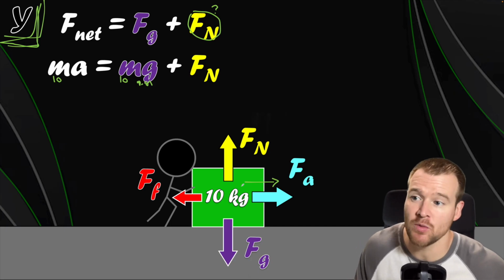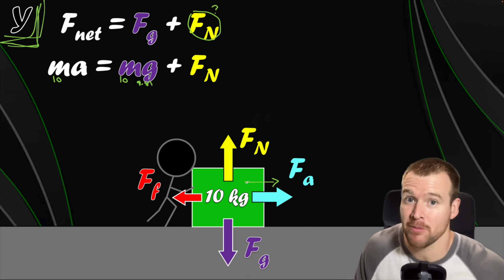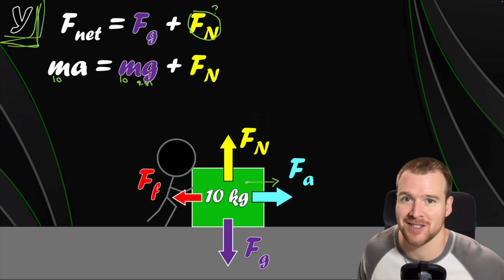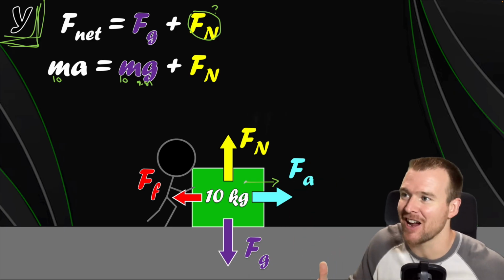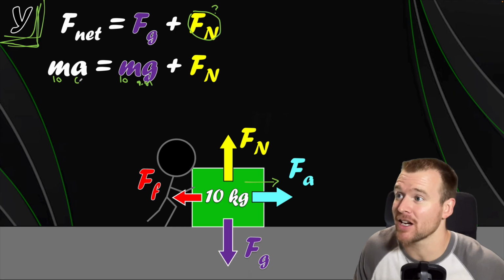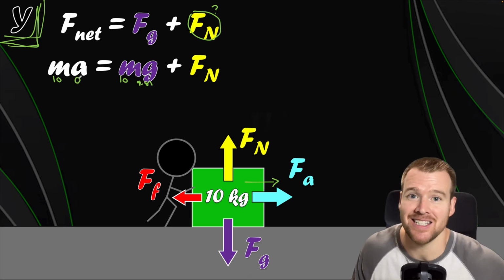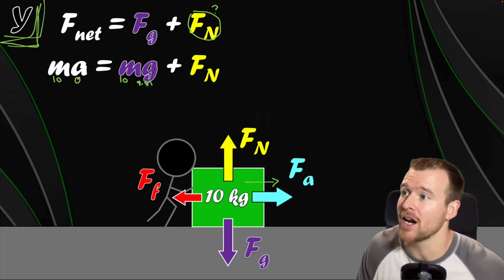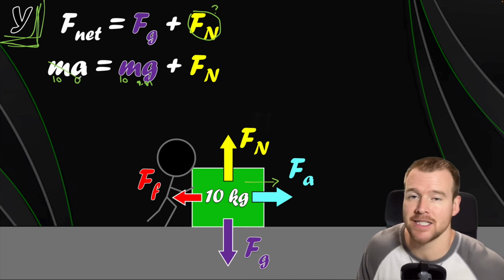When I look at this box, it was moving to the side. Was it accelerating up or down? No, it's just staying there. It's not flying off the ground. It's not sinking into the ground. So our acceleration in the up and down direction is going to be just 0. There's no acceleration in the Y direction. So that means the overall force, 10 times 0, has to be 0.